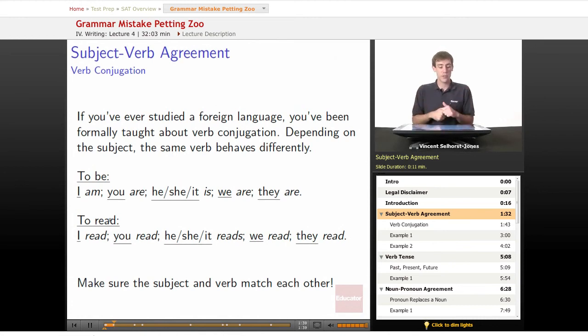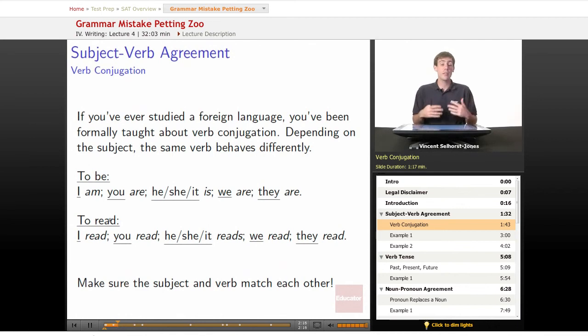First off, subject-verb agreement. The subject and the verb have to agree, and so we're going to talk about verb conjugation. That might sound like a weird word, but if you've ever studied any foreign language, you've been formally taught about this. And if you're used to speaking English, you've definitely done it every single day of your life. Verb conjugation is part and parcel of speaking English, but you might not notice what you're doing. So depending on the subject, the same verb behaves differently. This is what verb conjugation is. Depending on what the subject is, the verb will change. It will sort of metamorphose into a slightly different version depending on it.